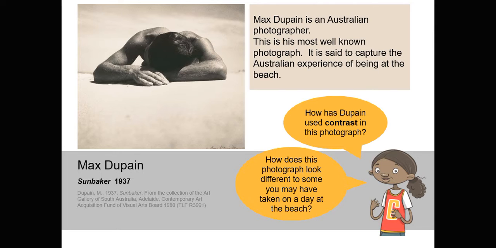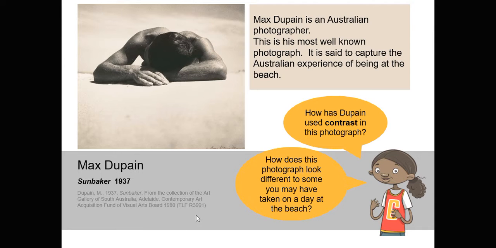So some things you may have said is that the sunbather, he's not using any sun protection. We would usually have a hat or a rashie. You might not have thought of that one, but it's just something that you could think about. The sunbaker, he's not in the water, so he's on the sand. The sunbaker is taken from a low level, so the photographer is actually lying on the ground too. So you can see that this is the sand here, so it's at level with the man lying down. You just generally don't take photos like that when you're at the beach.